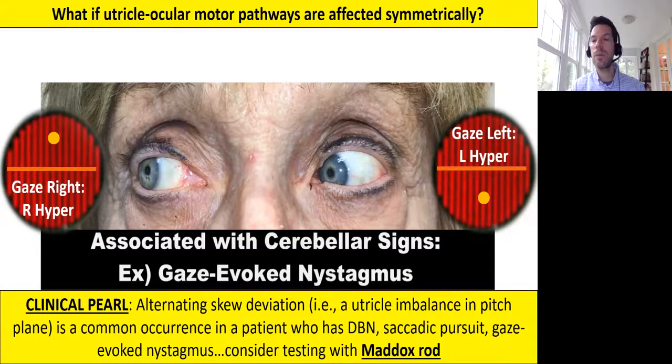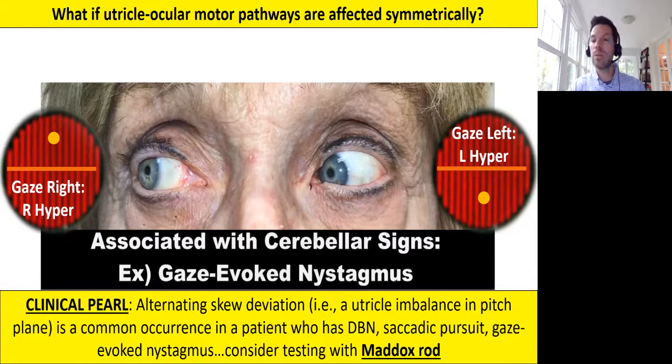It gives you instructions. But this Maddox rod, about $30, allows for a subjective quantification or qualification of ocular alignment, both vertically and horizontally. When a patient has a lot of nystagmus out to the sides, as in this case, when she looked out to the left, she has a lot of left-beating nystagmus. When she looks to the right, she had a lot of right-beating nystagmus. Sometimes it can be hard to measure strabismus, measure ocular alignment, when there's a lot of jumping and jiggling.